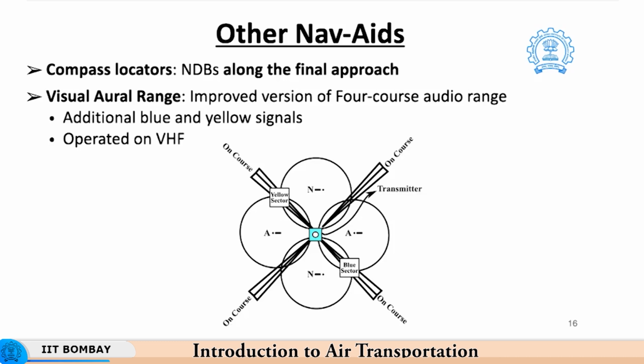These operate in the VHF spectrum of frequency, and as I mentioned to you earlier, apart from making use of the aural signals that were mentioned in the 4-course radio range setup, these systems make use of 2 additional visual signals, corresponding to the blue and yellow signals. Hence the sector is divided into 4 parts, 2 corresponding to yellow and blue sectors, whereas the other 2 correspond to A and N sectors.